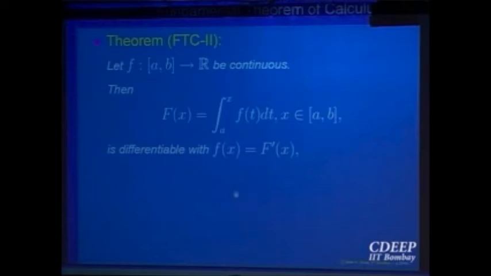So let us prove it. We want to prove the function capital F is differentiable and the derivative is equal to small f. What is the way of proving it is differentiable? You have to look at [F(c + h) minus F(c)] divided by h, limit h going to 0, the definition, right? Nothing else. So let us compute.